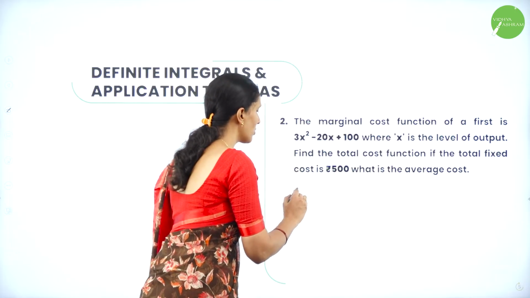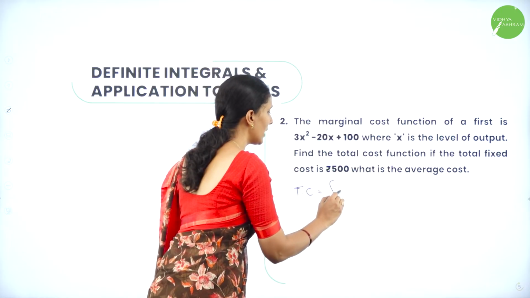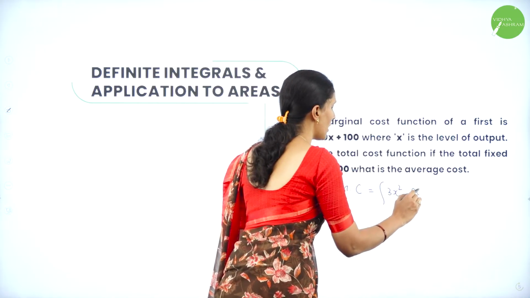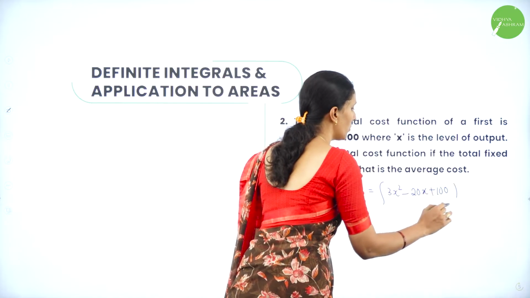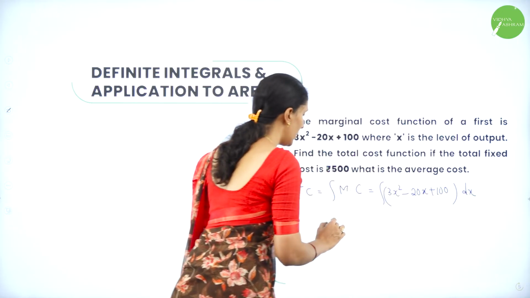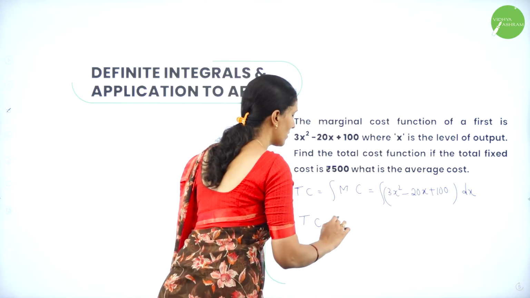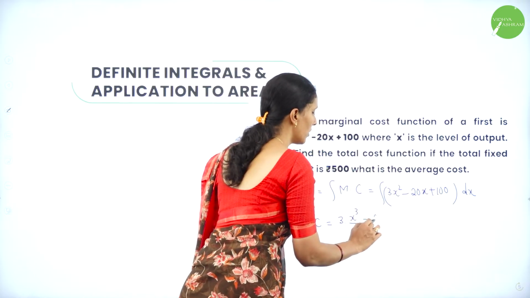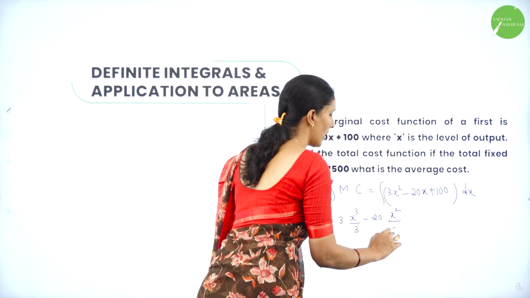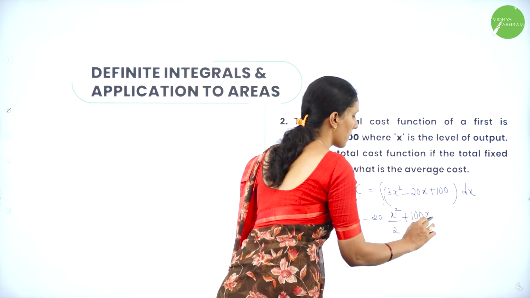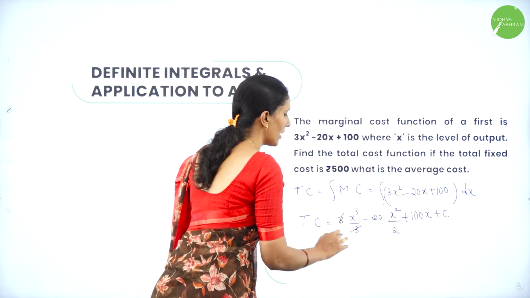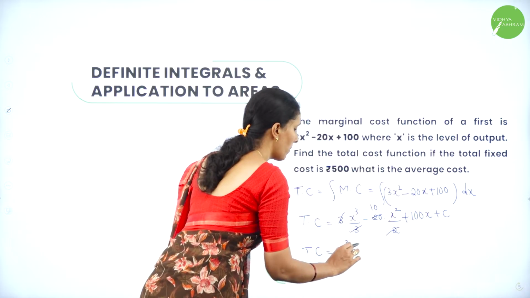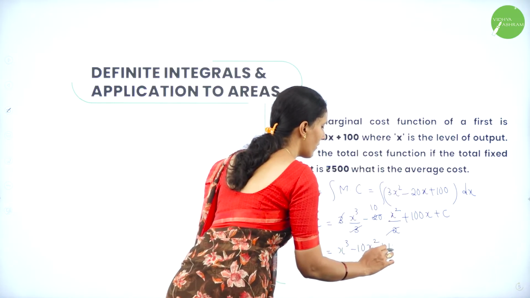For a marginal function, to find the total cost, we have to integrate the marginal cost. So, that is the integration of (3x² − 20x + 100) dx. When you integrate it, the total cost function becomes 3 × x³/3 − 20 × x²/2 + 100x + c. Here the 3s cancel, and 2 tens are 20. So, total cost is equal to x³ − 10x² + 100x.